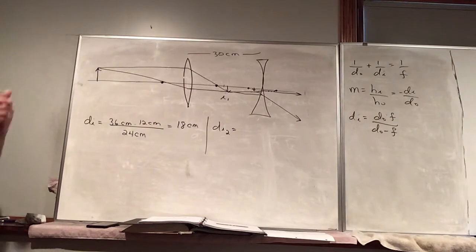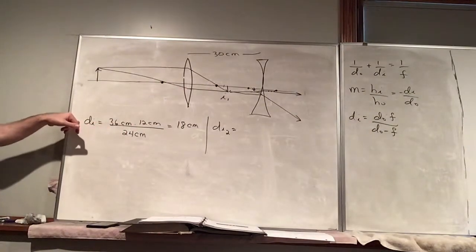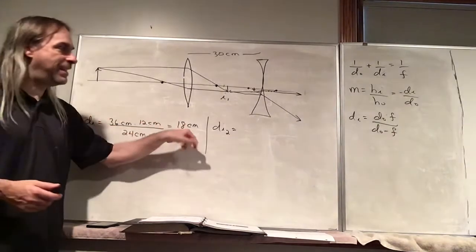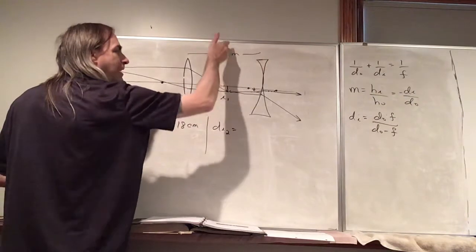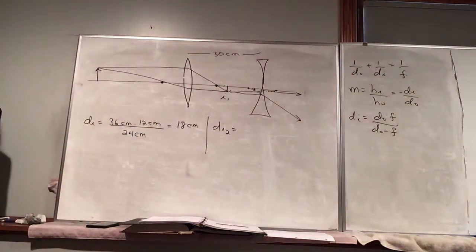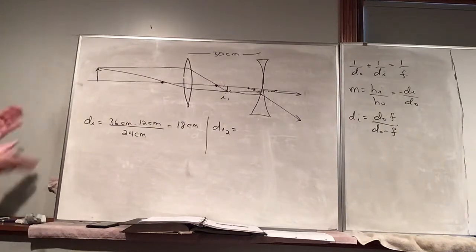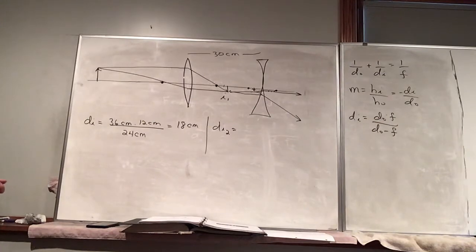And so I want to make sure, so I drew the ray diagram and then checked it with the equation. What I got for DI using the equation is 18 centimeters. And if there's 30 centimeters separating the two lenses, the midpoint's right here. So that's actually very reasonable with what we got with the ray diagram. I just wanted to check that before moving on and creating the second image.